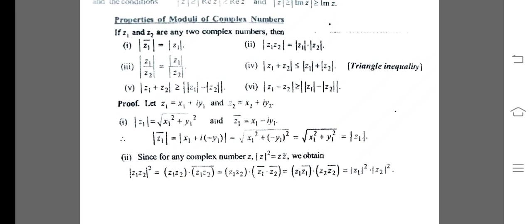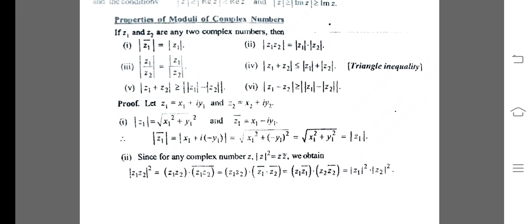So the LHS of the first property is mod z1 bar, which is equal to RHS mod z1. We know that mod z1 is equal to root of x1 square plus y1 square. z1 bar is the complex conjugate of z1, which is equal to x1 minus iy1. So therefore mod z1 bar is equal to root of x1 square plus minus y1 whole square, which is equal to mod z1, and hence the proof.